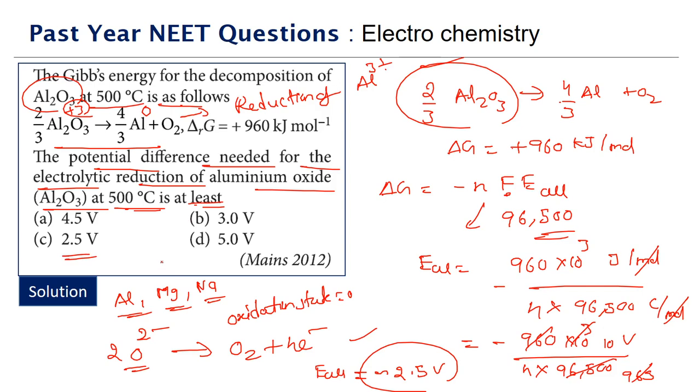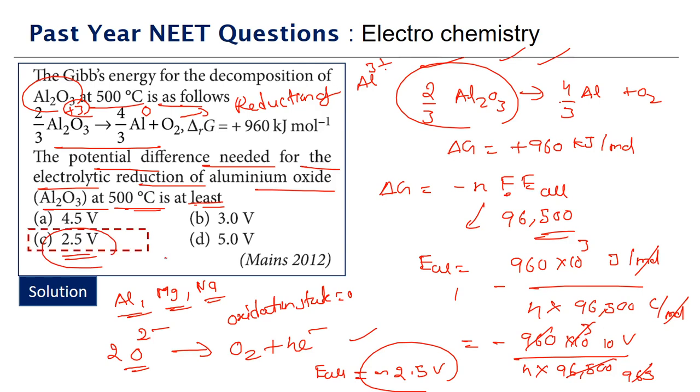Minimum we require 2.5. So since the E cell value for this reaction, if you think of this reaction as an electrochemical cell reaction, then what is it? The E value is coming as minus 2.5. Means this is non-spontaneous. If you want to make this happen, our cell that we use should have at least a minimum potential of 2.5.